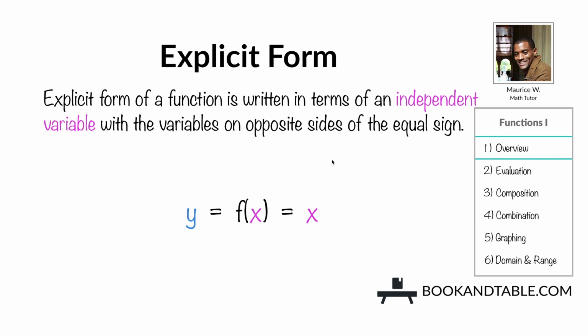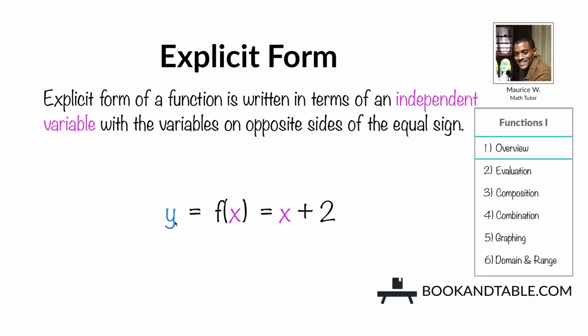Let's now take a look at explicit versus implicit form. Explicit form of a function is written in terms of an independent variable, in this case our x, with the variables on opposite sides of the equal sign. So we have y, which is equal to f of x. So y is the result of plugging x into the function f, and x is our independent variable.